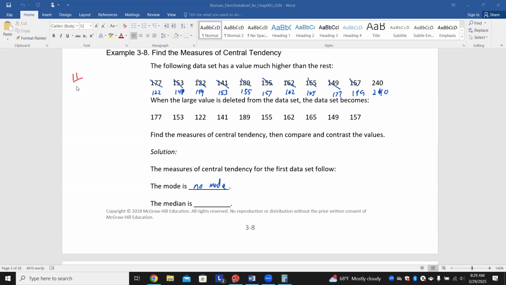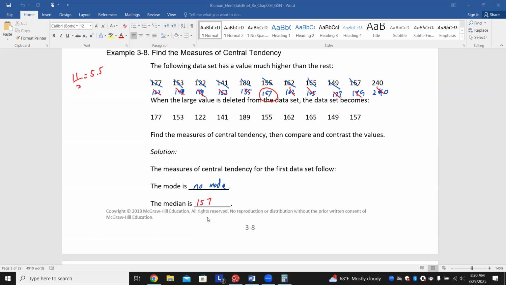So again, if I do 11 divided by 2, I get 5.5. So that means I need to go to the sixth number. So 1, 2, 3, 4, 5, 6. And again, if you don't trust it, 1, 2, 3, 4, 5, 6 lands right there. So my median here is 157.